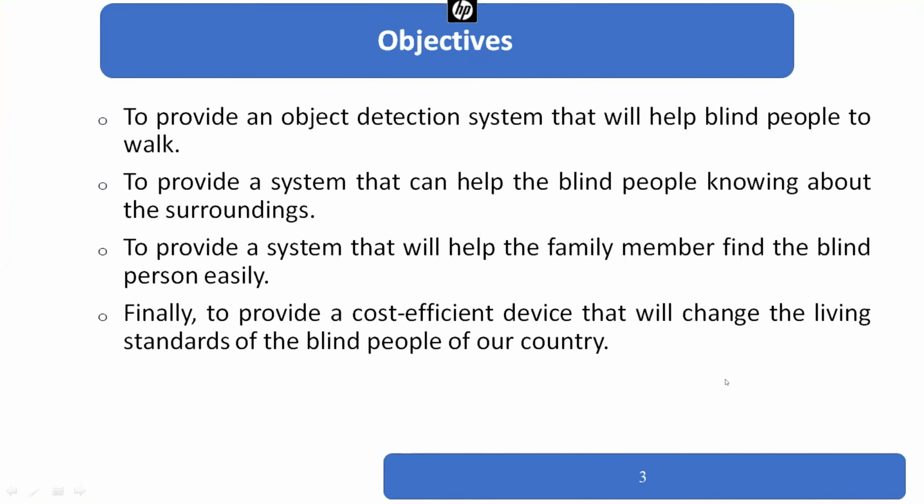Objectives: this paper provides an object detection system that will help blind people to walk. Secondly, it provides a system that can help blind people know about the environment. It also provides a system that will help family members find the blind person easily. Last of all, it is a cost-efficient device that will change the living standards of the blind people of our country. Next portion, contribution of this paper.